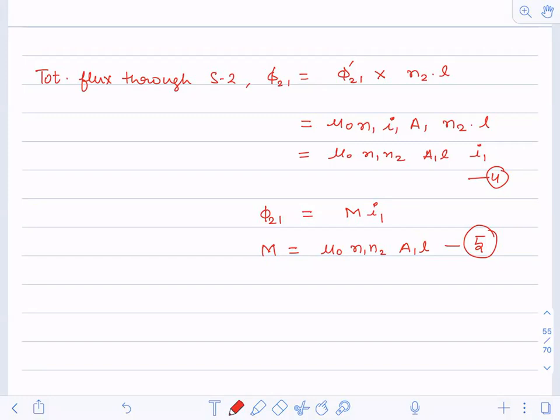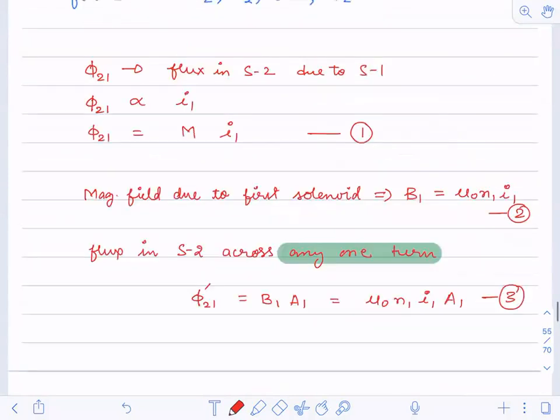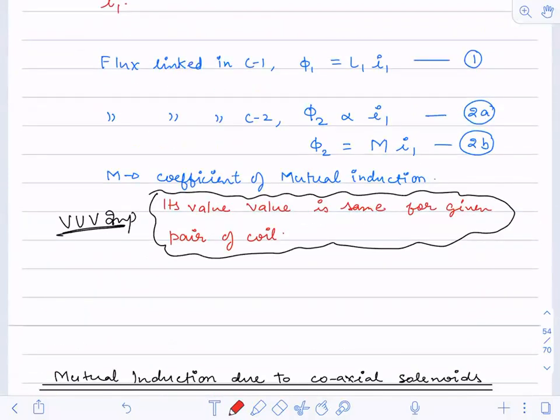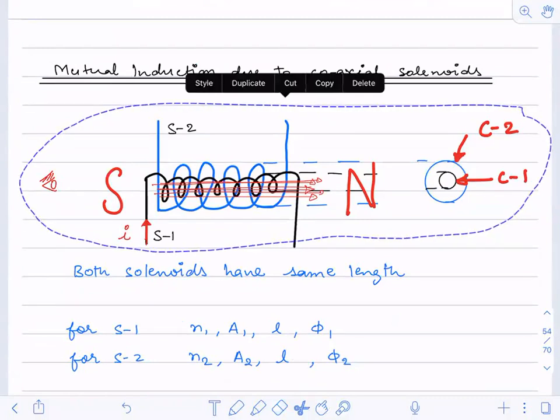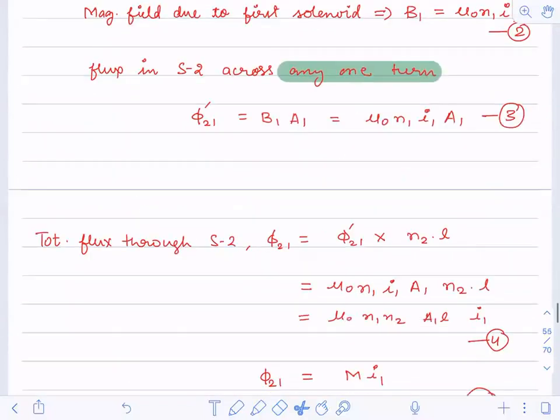It should change? What is the line that I have highlighted as very, very important? Its value is the same for a given pair of coils. So if I have the same coils, the answer will not change. I'll explain that also. When the current is flowing in the second coil, still the result will be the same.